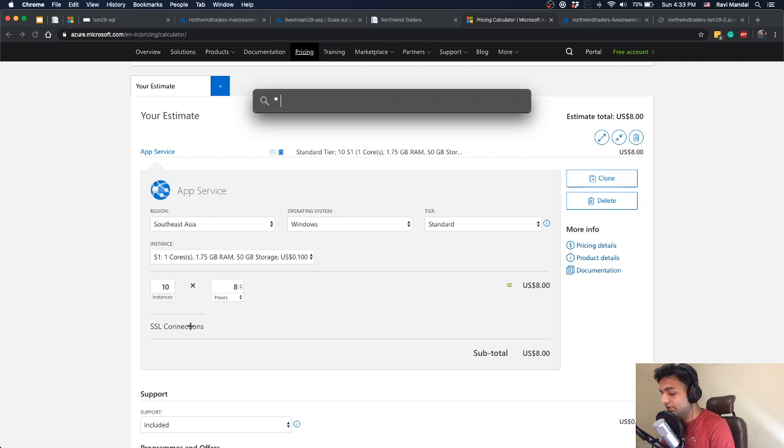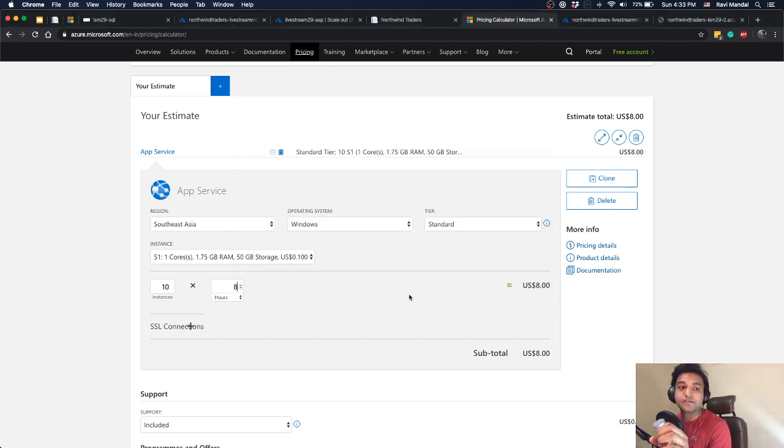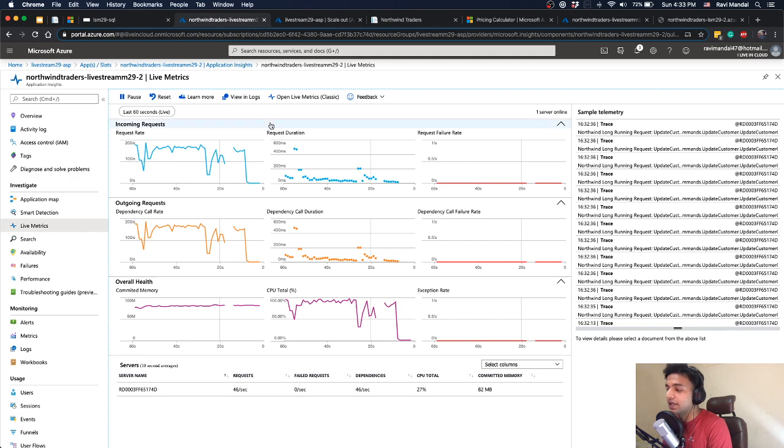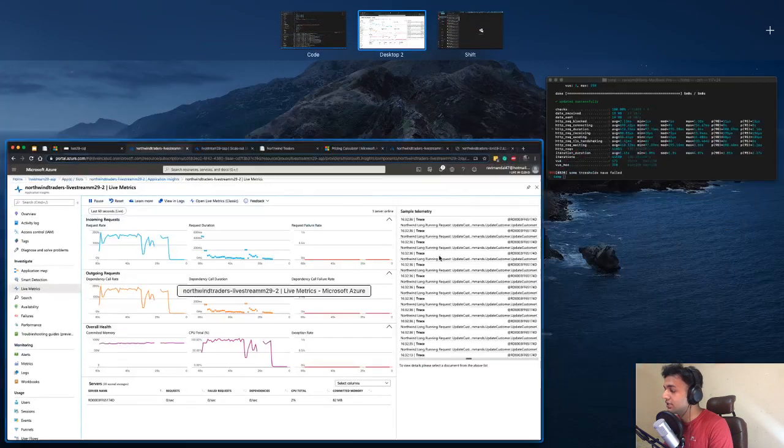In that case it will cost you $240 for those 10 instances that you use only during the daytime. So it really depends upon the number of hours and the number of instances that you use. The pricing totally depends upon that, so you need to take care of this. Anyways, for now I think the test has been done.